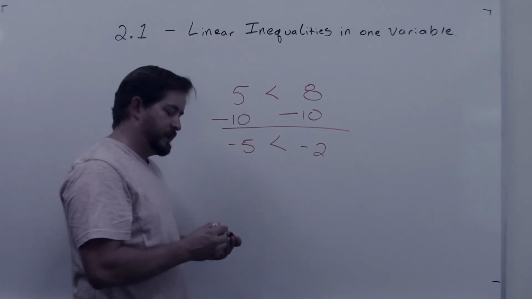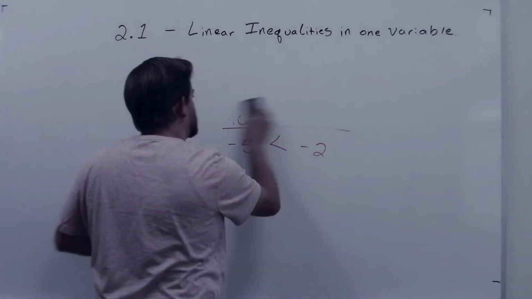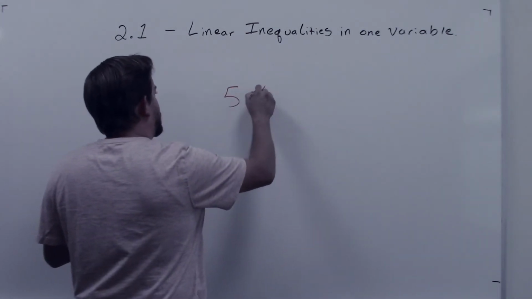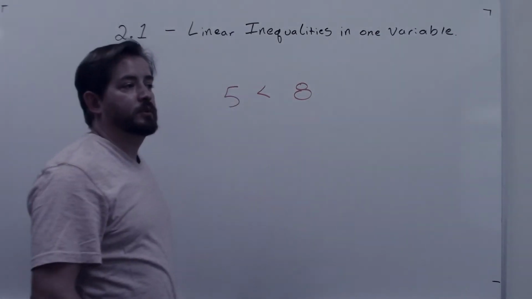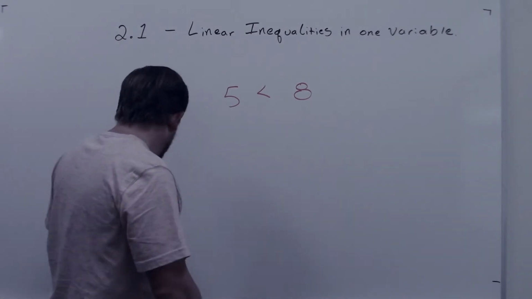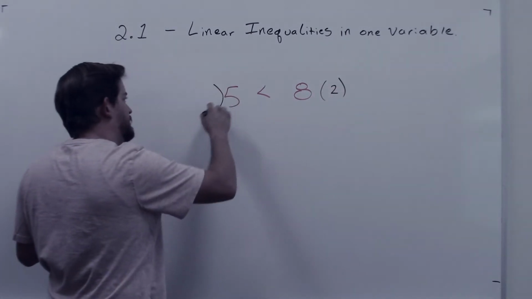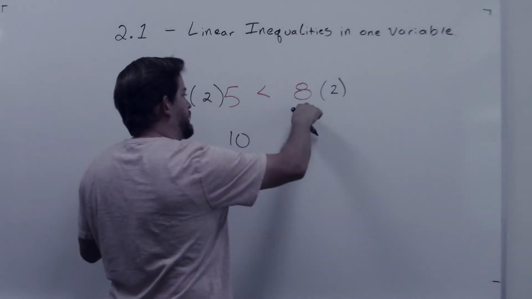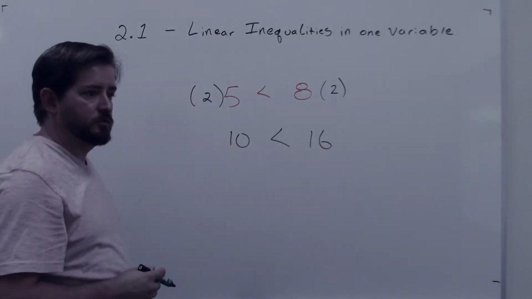Let's take a look at the multiplication principle and see if that's also given to us. In fact, we'll start with that same one. 5 is less than 8, right? Let's assume for a minute that the multiplication principle is true, that I can multiply the left-hand side and the right-hand side by whatever I want. If that's true, then I can multiply, let's say, by 2. If I multiply by 2, 2 times 5 is 10, 2 times 8 is 16, and that still maintains that inequality.